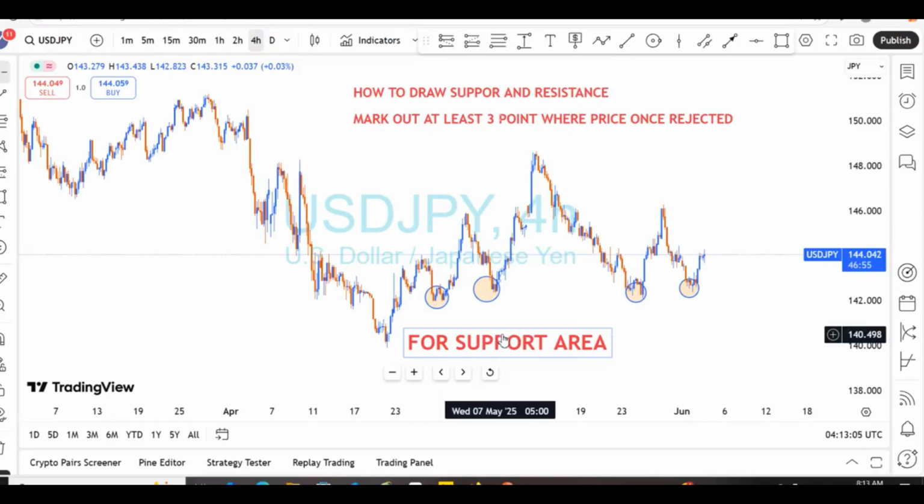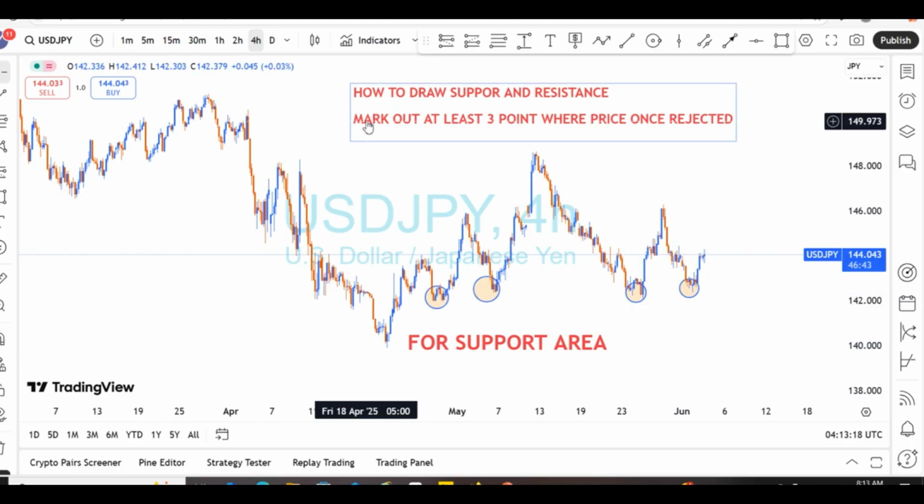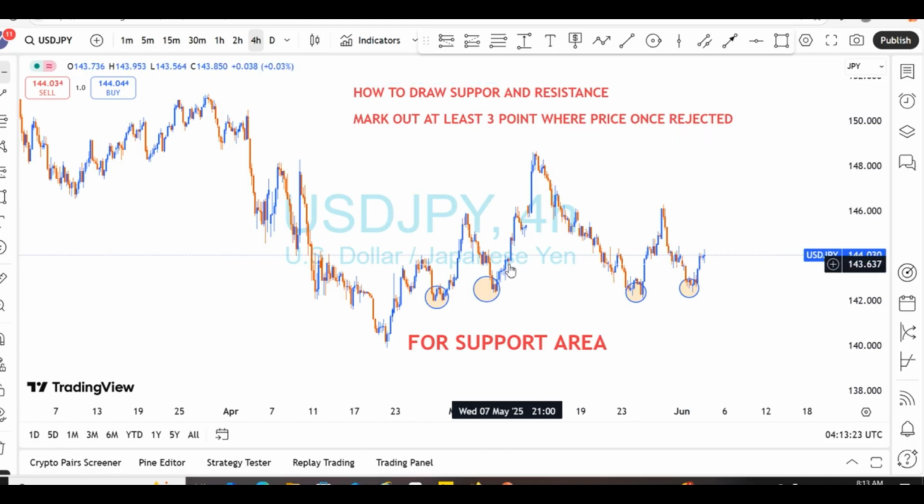So now we can learn how to draw support and resistance on the chart. This is the chart. Number one, we mark out at least 3 points where price once rejected. When we say points, we mean where price was rejected, and that is the area we start to mark. So you see the price where the candle rejects this area, then we come here again and reject this particular point. Then it goes up, and comes here again and rejects this area. Then here again we come and reject, and now it goes up.